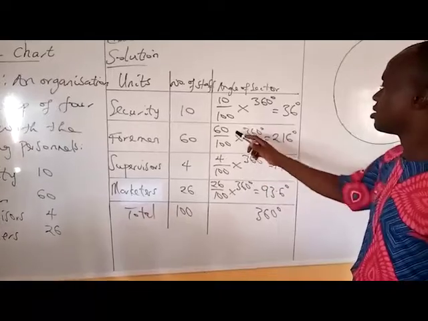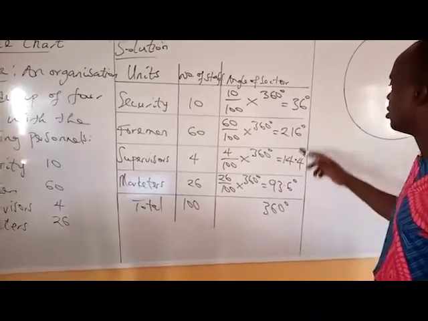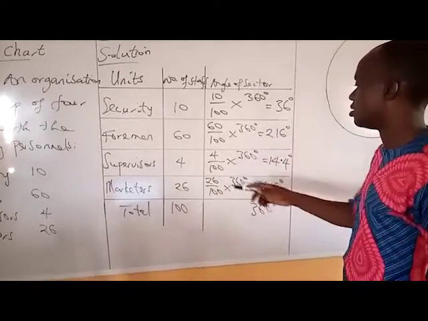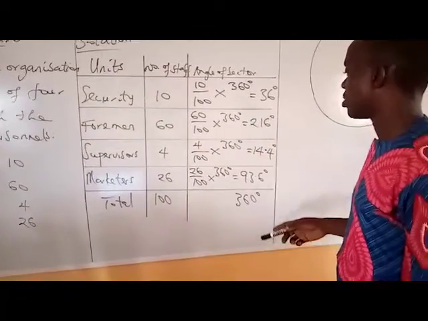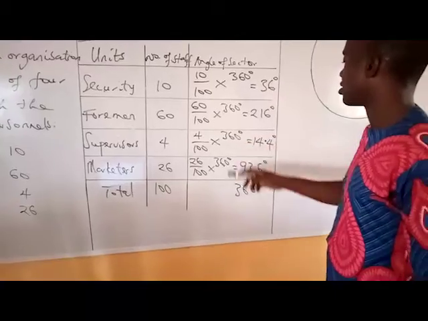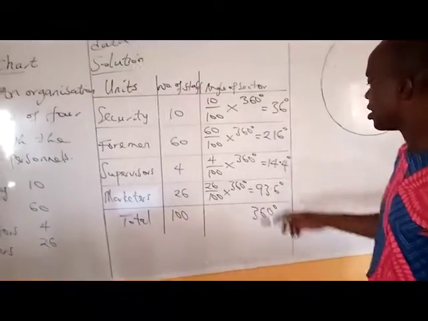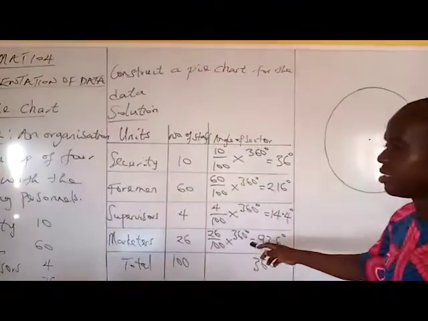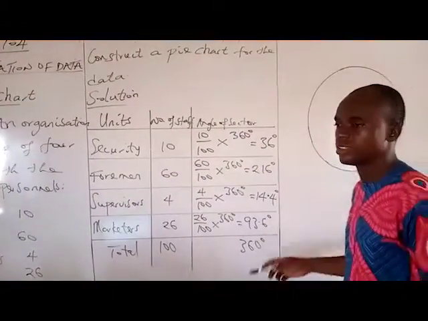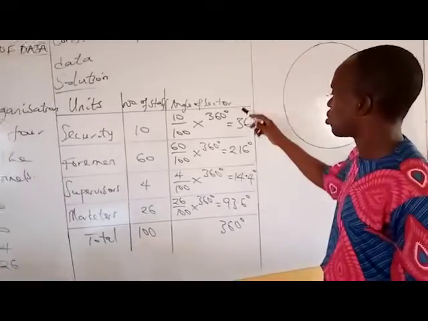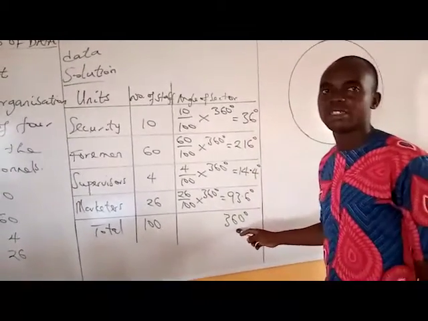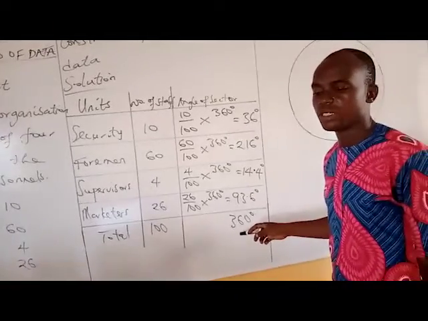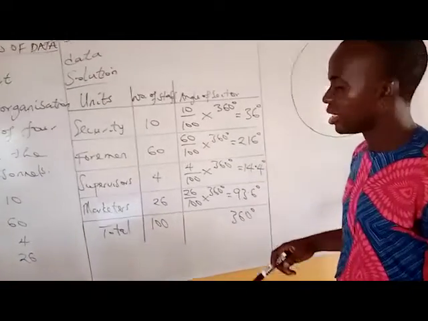For foremen, 60 over 100 times 360 degrees. By the time you multiply this, you get 216 degrees. For supervisors, 4 over 100 times 360 degrees, that's 14.4 degrees. For marketers, 26 over 100 times 360 degrees, that's 93.6 degrees. The sum of everything must give you 360 degrees. If the sum is not 360 degrees, that means something is wrong somewhere. You need to check again.